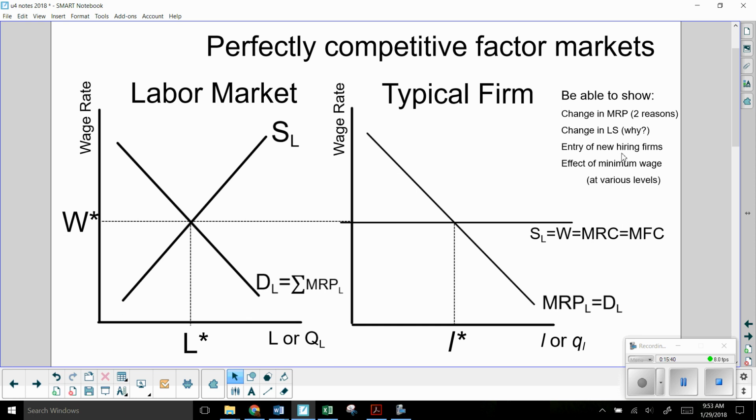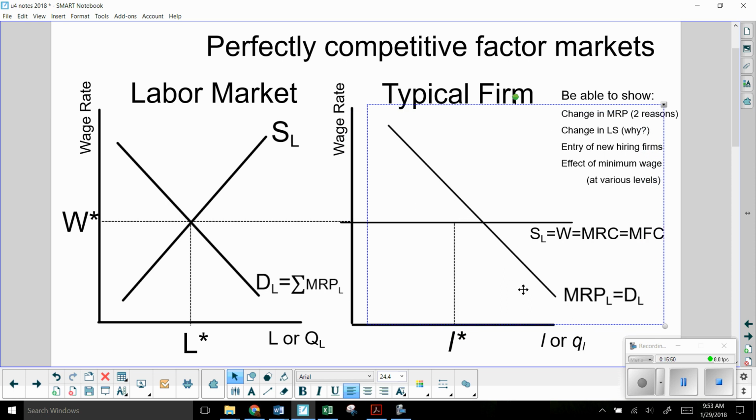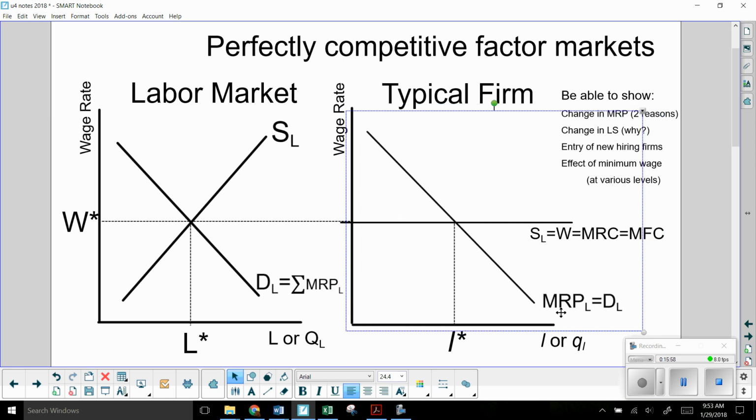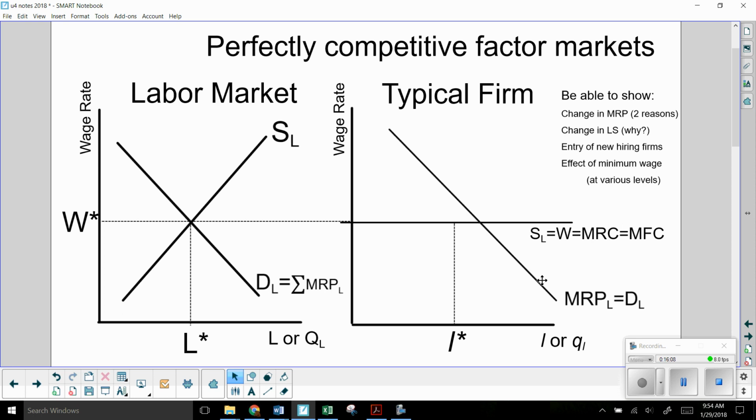A couple of things that it says we should be able to show on the side of this graph. We need to show why MRP changes. Well, MRP would shift to the right if workers became more valuable to a firm. What would make them more valuable to a firm? Either the goods they produce are more valuable, product price increased, or the workers add more goods, marginal physical product of labor increased. So if workers produce more goods, MRP increases, and if workers produce more valuable goods, MRP would increase. Those are the two giant shifters of MRP that you really must know.